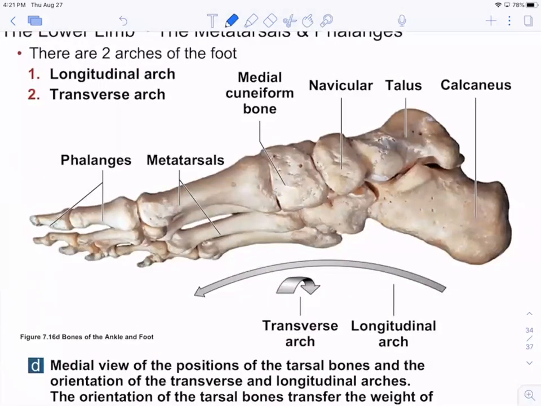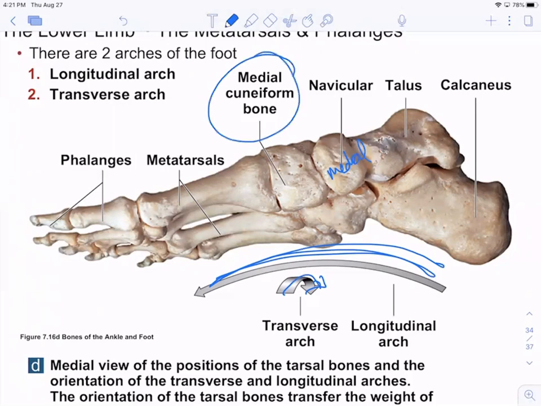Your longitudinal arch here, you have your plantar fascia that helps support it, and then the transverse arch to go sideways. Again, navicular, remember it's medial. So this is the medial side, right? It says medial cuneiform.